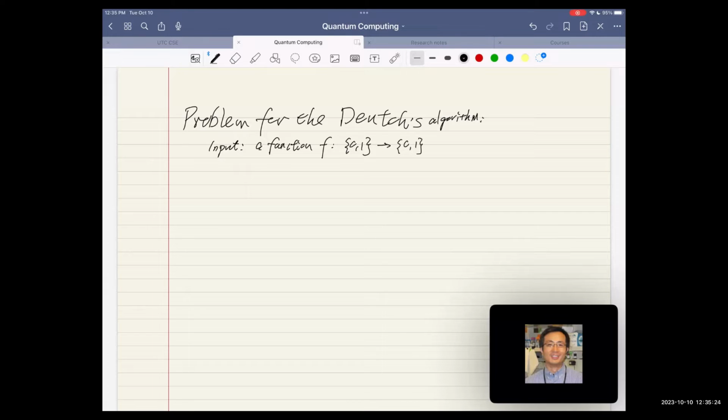And what the output is, is whether this function is constant or balanced. Now, what does constant or balanced mean?